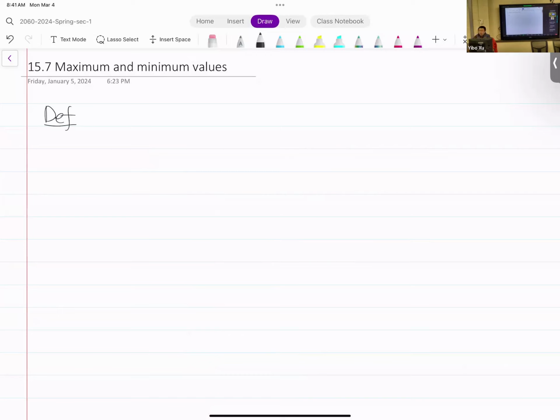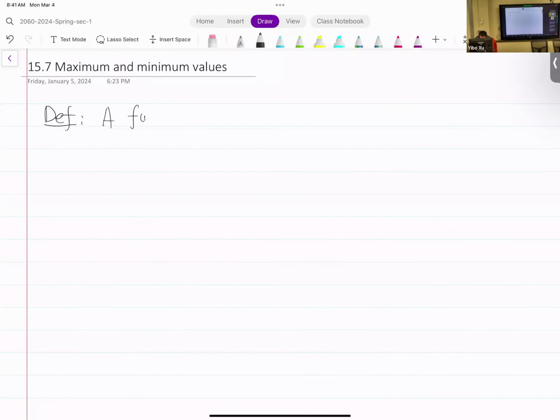So from the tangent line to the tangent plane, it's a direct extension, right? A generalization. So it's the same idea when it comes to the maximum and minimum values, the maximum point and minimum point. So let's just quickly do that.